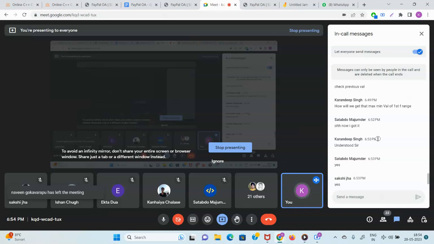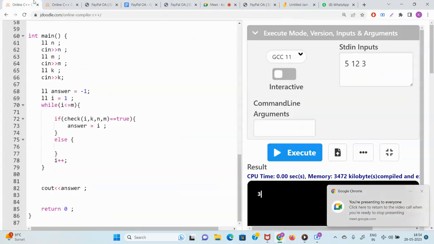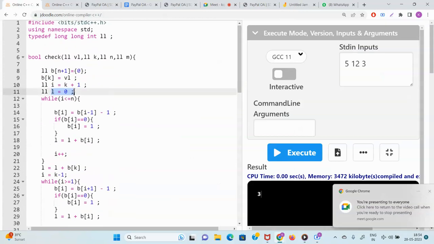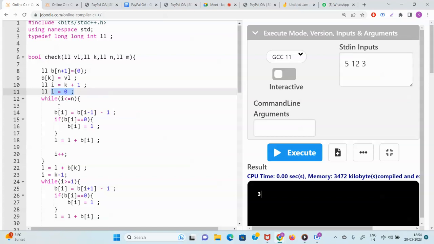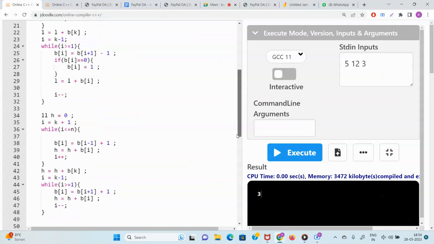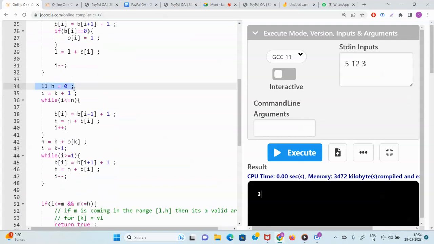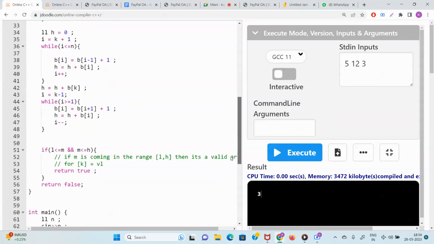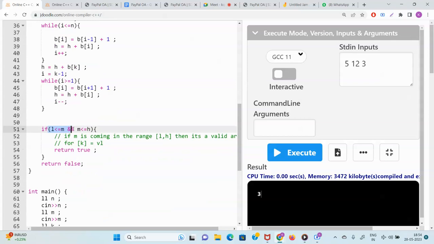How will we get the max and min value of the first range? It's easy. Here we are calculating the min and max range. You constructed the array and you calculate the lowest possible sum. Min sum is nothing but L, and maximum sum is nothing but H. You calculated the minimum sum and the maximum sum for a particular value, b of k equal to VL. You calculate L and H and you just check if L is less than or equal to M. If M is coming inside L and H, then this is true. If not, then we are returning false.